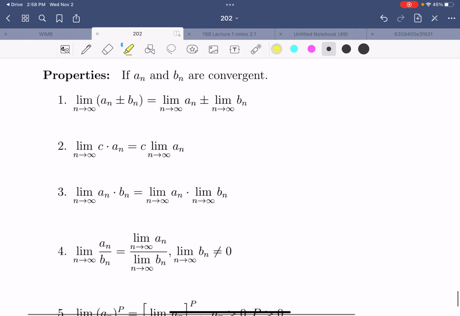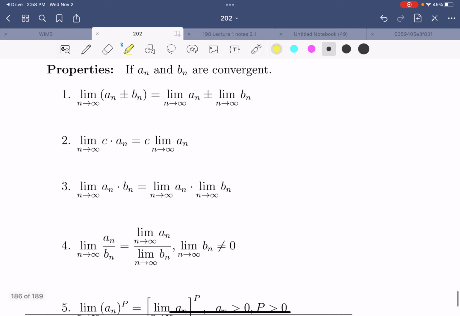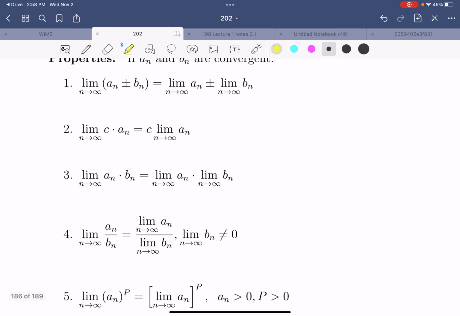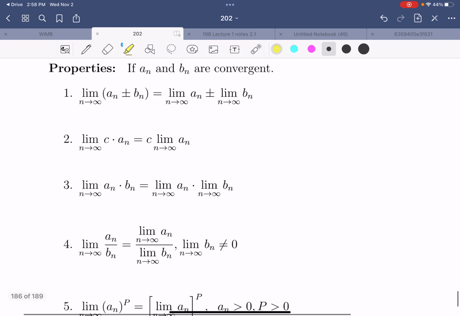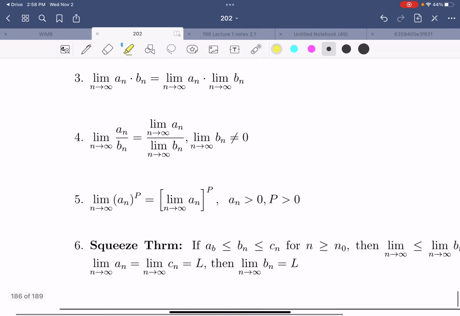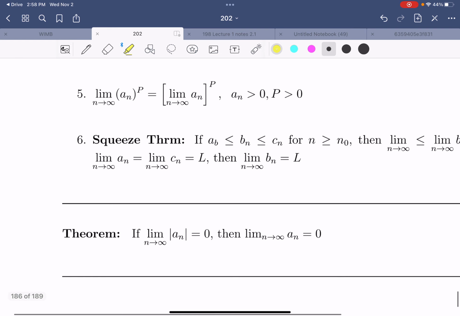All right, now I've got a quick list here because this is related to limits. We get all the same properties for the limits of sequences that we get for the limits of functions. So these are all of the properties that you should have in your notes from Calc 1 about limits of functions. This just happens to be limits of sequences, so nothing changes here at all. You even get the squeeze theorem back.